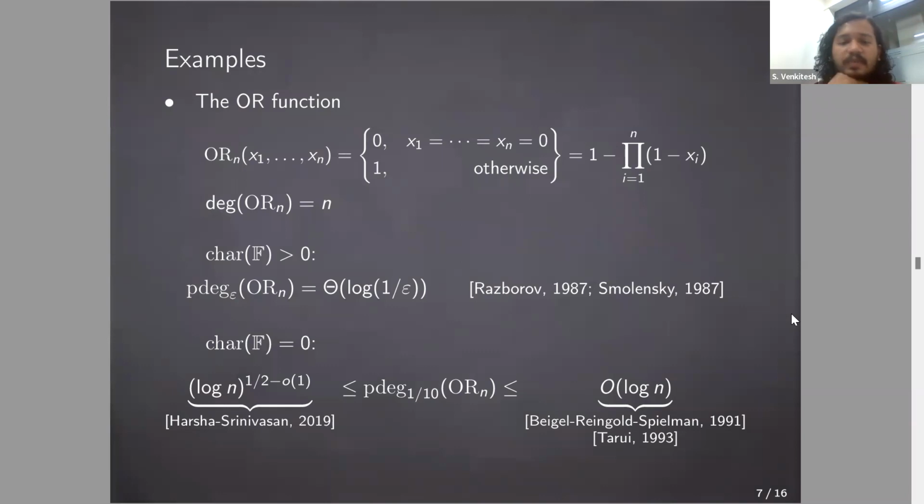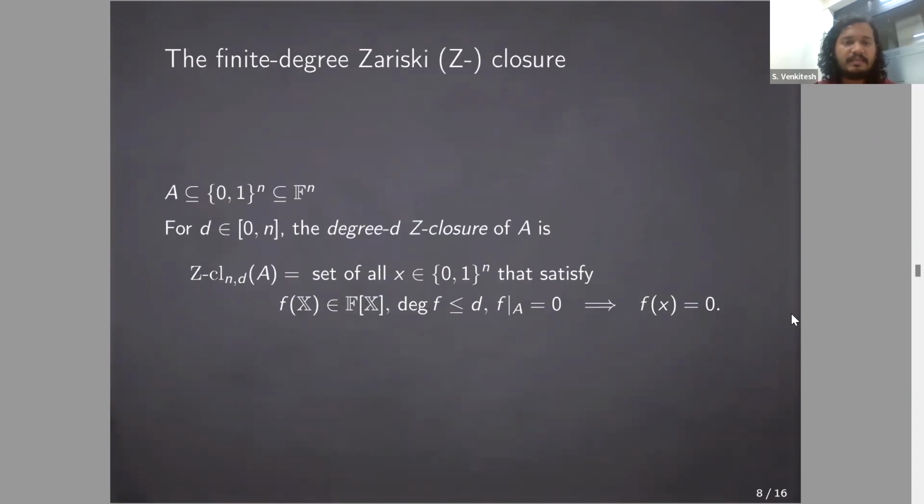And this is the best we know. We don't know what exactly the answer is. The conjecture is that the p degree is in fact close to log n and not close to square root log n. But we don't have any progress beyond what you see here as far as this question is concerned. All right. So yeah, that was some examples.